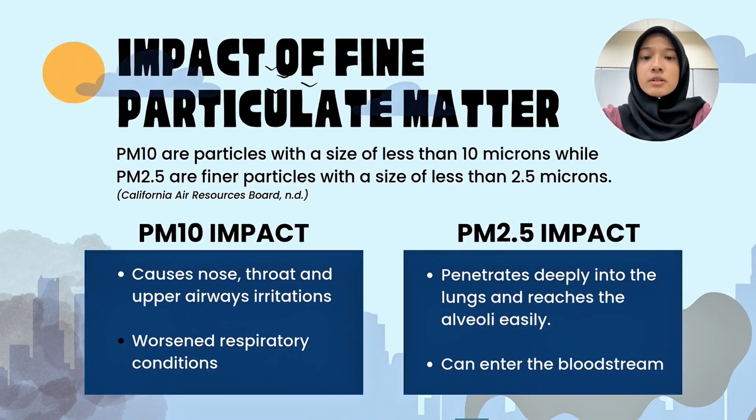There are different types of particulate matter, for example PM10 and PM2.5. PM refers to particulate matter. PM10 are particles with a size of less than 10 microns, while PM2.5 are finer particles with a size of less than 2.5 microns. PM10 impacts our bodies by causing nose, throat, and upper airway irritation. This can worsen respiratory conditions. PM2.5 also impacts the body by penetrating deeply into the lungs and can reach the alveoli easily. This can also mean that PM2.5 can enter the bloodstream.